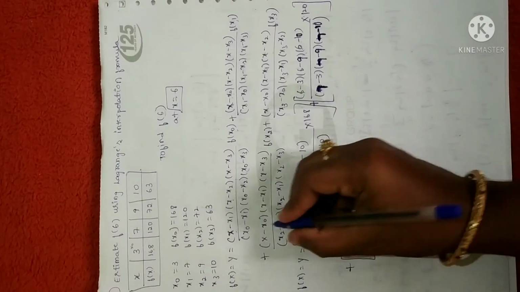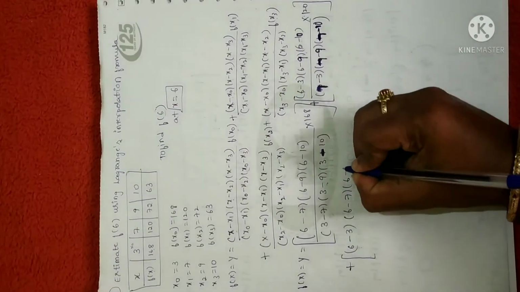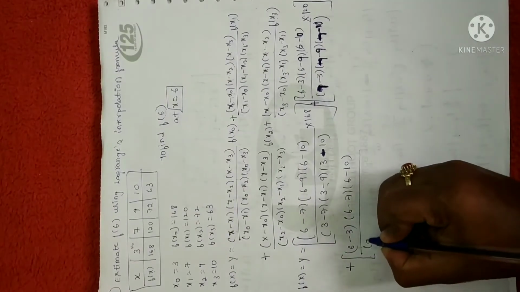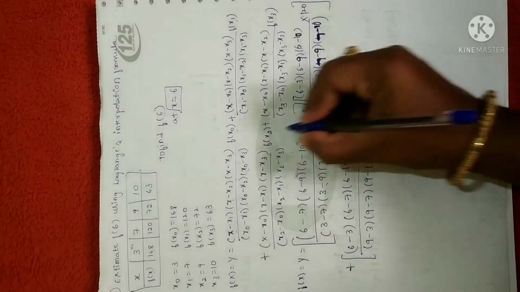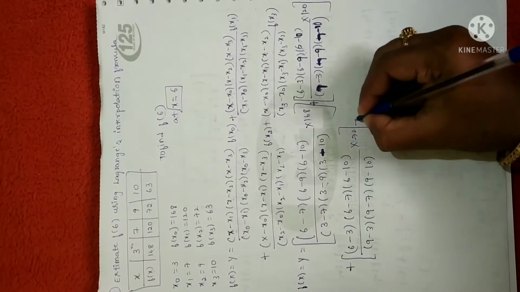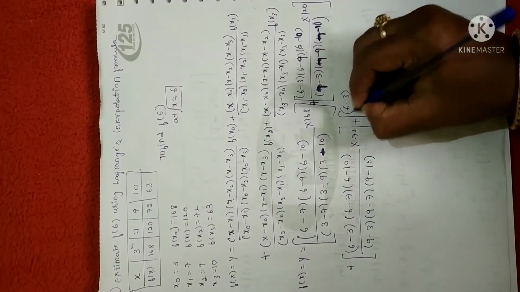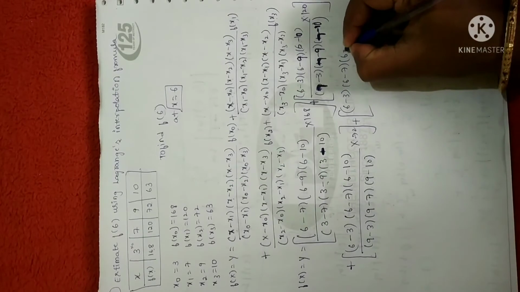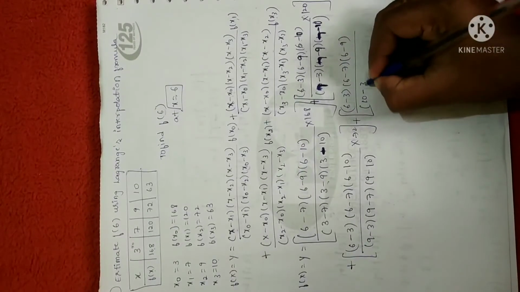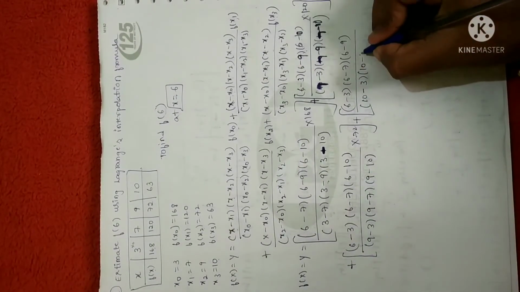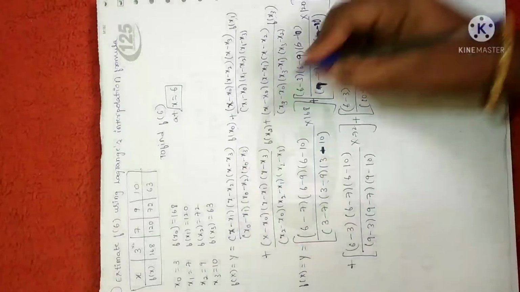x is 6 minus x naught is 3 into x is 6 minus x1 is 7, x is 6 minus x3 is 10 divided by x2 is 9 minus x naught is 3, x2 is 9 minus x1 is 7, x2 is 9 minus x3 is 10 into f of x2 is 72 plus last term x is 6 minus x naught is 3, x is 6 minus x1 is 7, x is 6 minus x2 is 9 divided by x3 is 10, x3 is 10 minus x naught is 3, x3 is 10 minus x1 is 7, x3 is 10 minus x2 is 9 into f of x3 is 63.